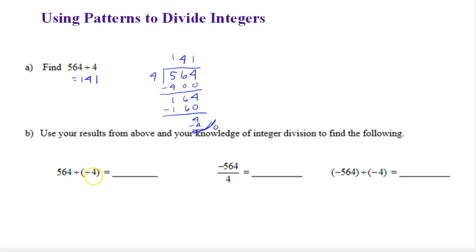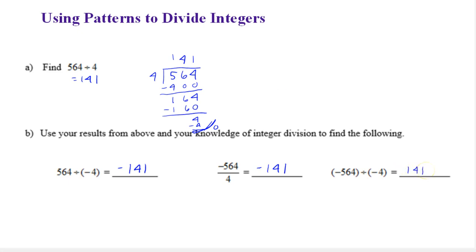Here we have the same two numbers, but the 4 is negative. Well, one is positive, one is negative, so our result is going to be negative 141. Remember, this is another way to write division. We can write it in this fraction form. So one way to think of division is a fraction. Negative 564 divided by 4, so we have a negative divided by a positive, which is negative. And here, both of the numbers are negative, and a negative divided by a negative is positive.